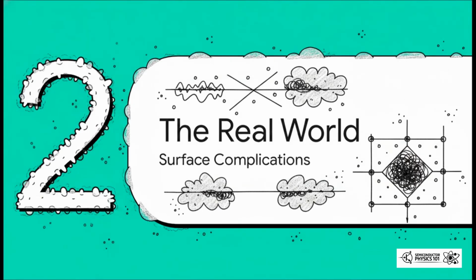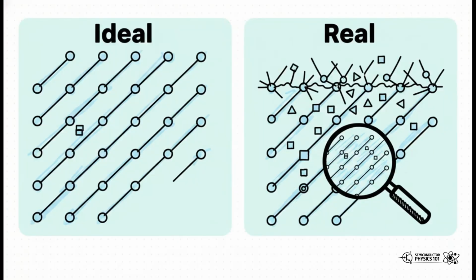Now, that was the textbook version, in a perfect world. But as you know, the real world is never quite that clean. And it turns out, these real-world imperfections completely change how the junction behaves. See, our ideal model assumed a perfectly clean, flawless surface. But reality? Oh, it's a lot messier. At the surface of any real semiconductor, the perfect crystal structure is broken.